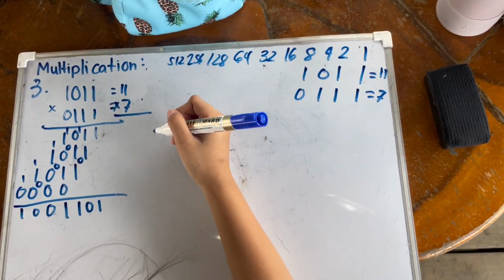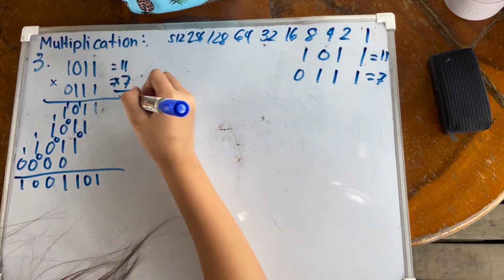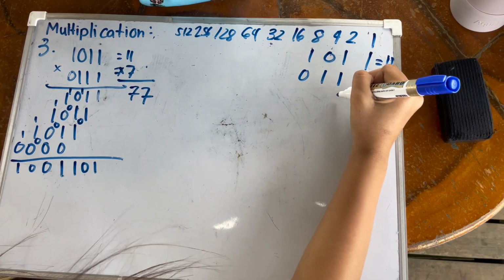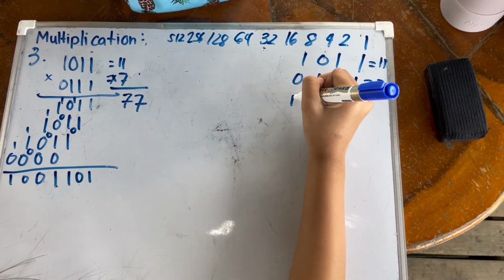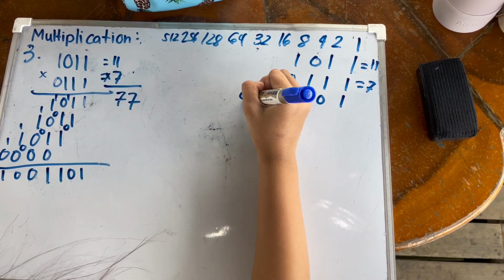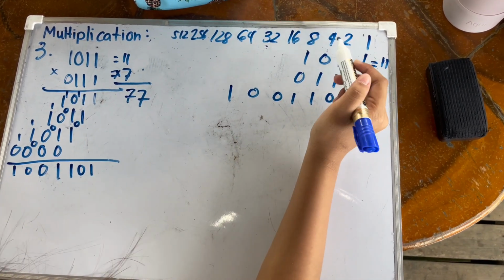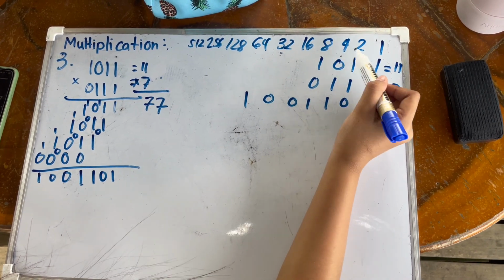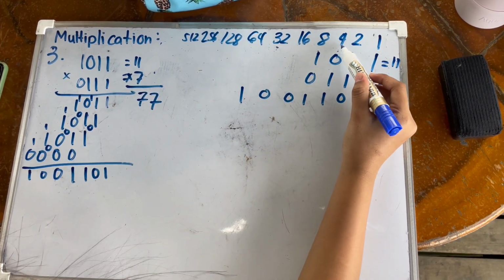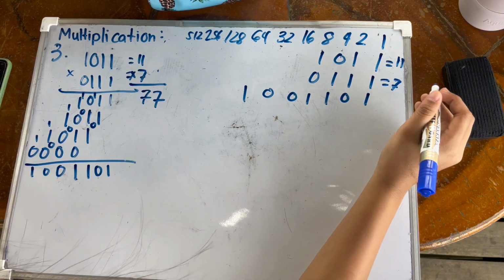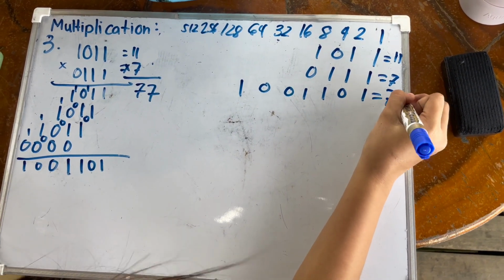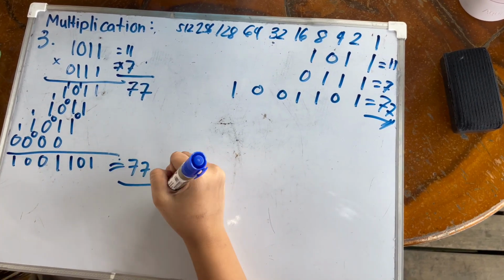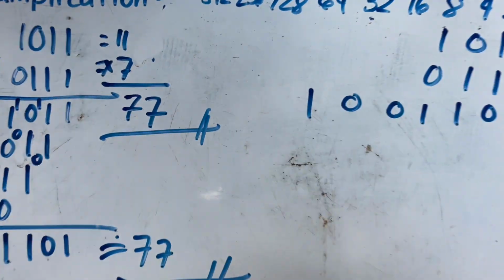11 multiplied by 7, you'll get 77. Now let's see if the product of our binary equation is correct. Starting from the right, 1001101, which corresponds to 64 plus 8 plus 4 and plus 1, is equal to 77, which makes our equation true for both binary and decimal.